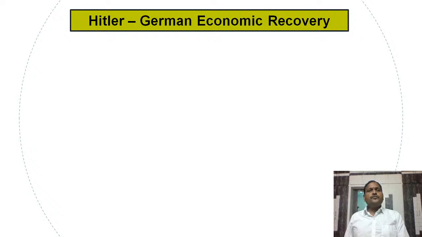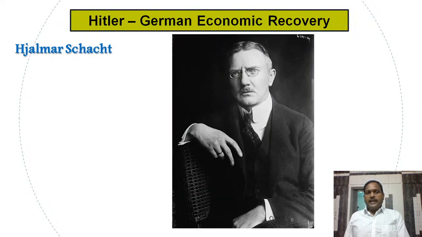Next, the main challenge for Hitler was the economic recovery of Germany. He took some steps for the economic recovery. What were they? Hjalmar Schacht, a great economist, followed the Keynesian theory to lessen the effects of the Great Depression. Also, Germany was in an economic crisis, so he suggested some remedies for that.